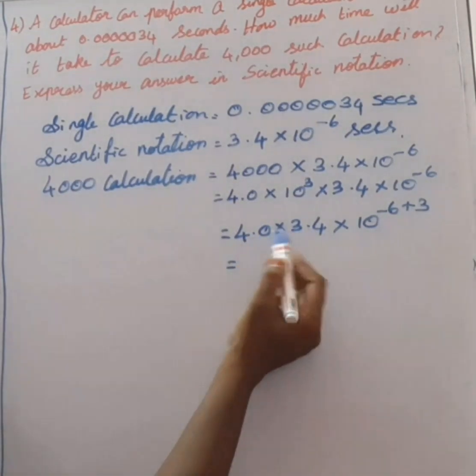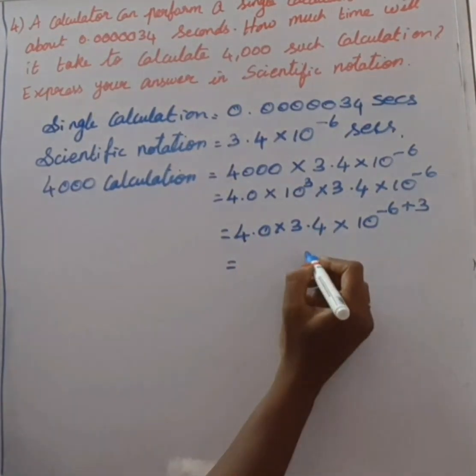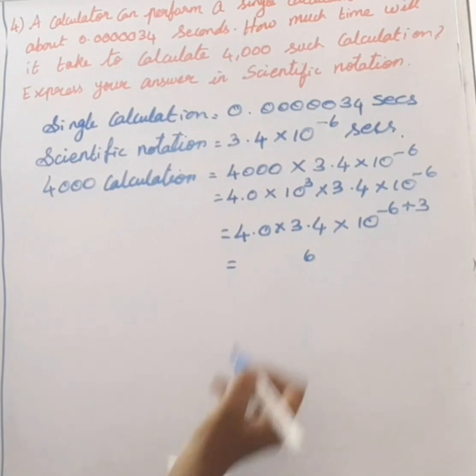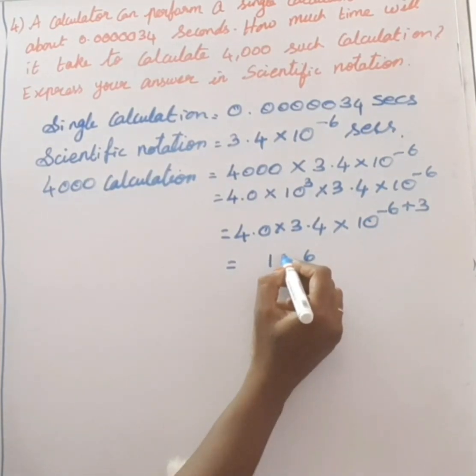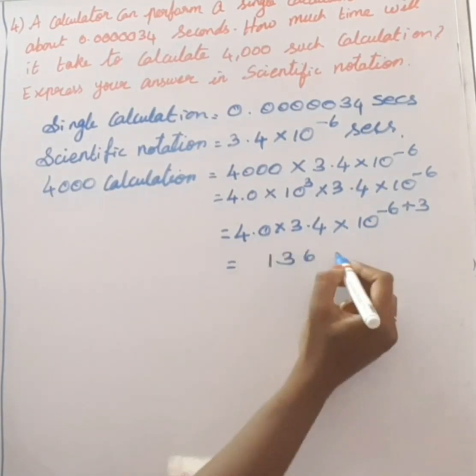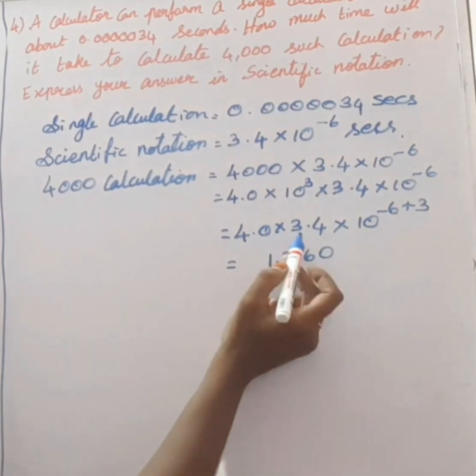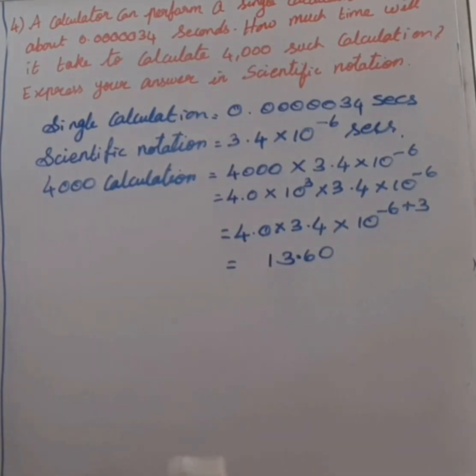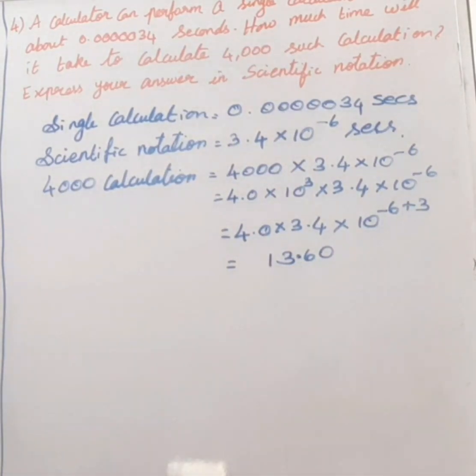Now, multiply this. 4 4s are 16. Remainder 1. 3 4s are 12. 12 plus 1 is 13. Okay, already we have 1 0, so include 1 0. How many digits? 1, 2. So put a decimal after 2 digits.